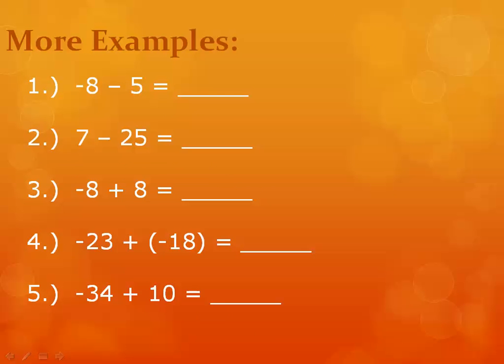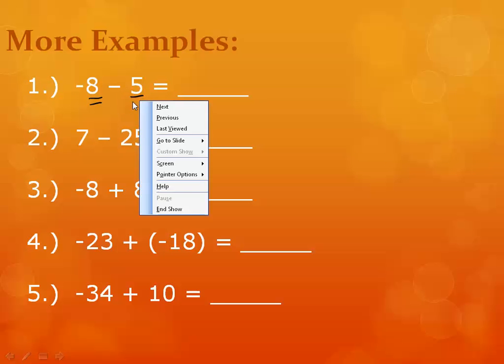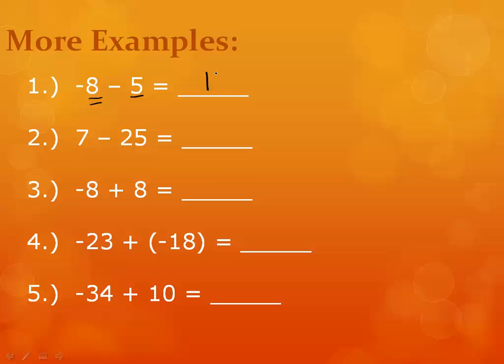So let's wrap up by doing a few more examples together just to make sure that we've got the rules down. -8 minus 5. Both of these are negative. So that means we add 8 and 5 together and we keep the sign. 8 plus 5 is 13, so this is -13.